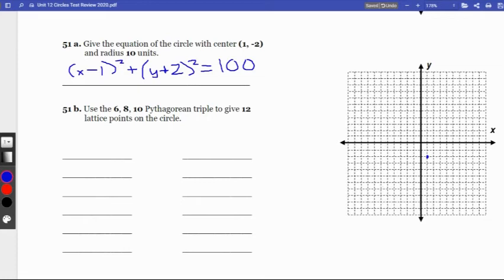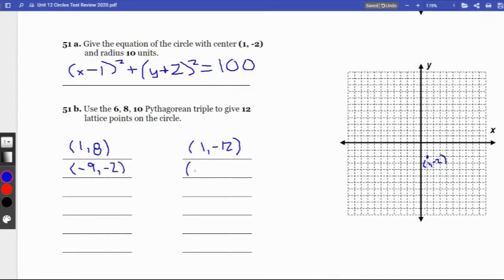And so there are always 4 easy points to be found by going up and down and left and right by whatever the radius is. So I can take this point that is 1, -2, and if I go up 10, that brings us to 1, 8. -2 plus 10 is 8. Or I could go down by 10 and subtract 10 from the y value and get 1, -12. Or I could go to the left and subtract 10 from the x value.